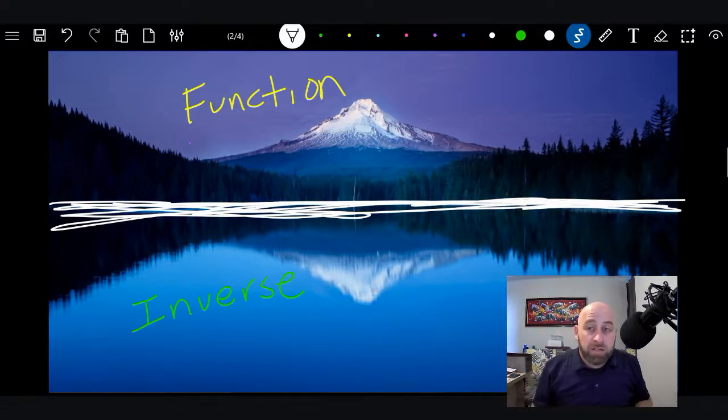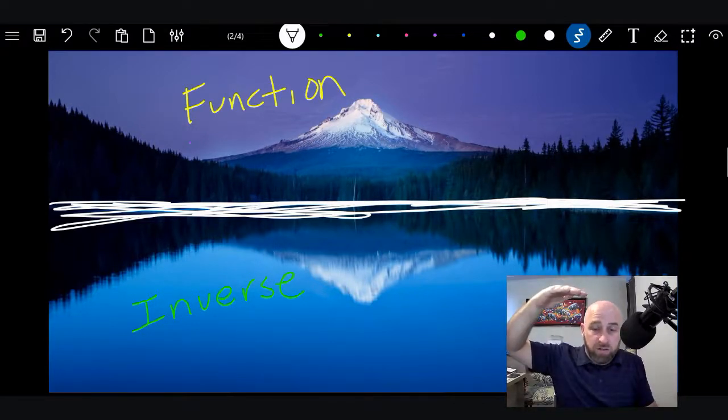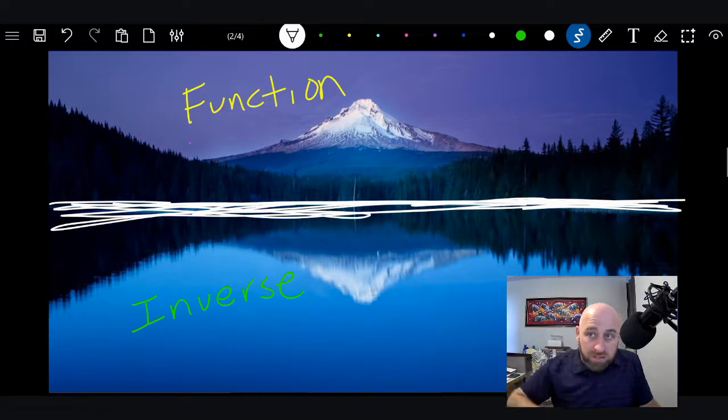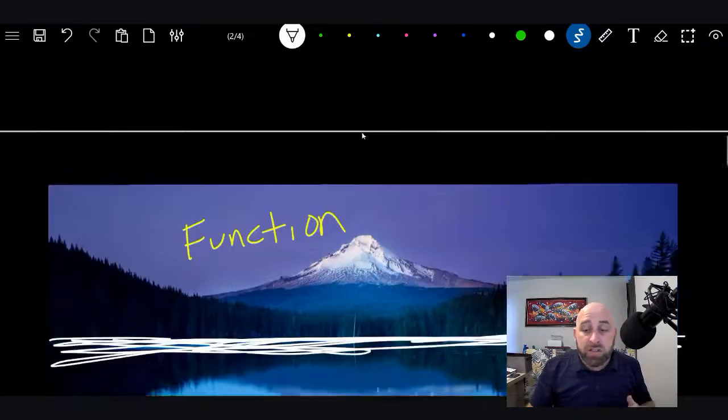So the mountain is inverted, right? It's standing up straight in the function, but in the inverse, it's going down. And what's causing it to do that? What's causing it to do that is the reflection in the water. Hopefully that helps you understand it just a little bit more.